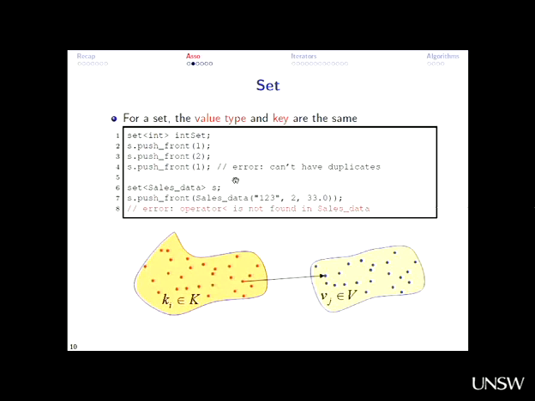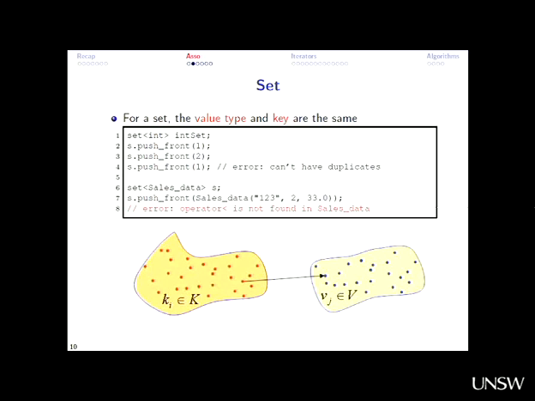On lines 6 and 7, let's create a new set. We're creating a set of something called sales data. So we've created our own custom data type called sales data, and we create a set of those things, and we go to put a sales data object into the set. But let's say the sales data object hasn't had the less than operator defined for it. Okay? We won't be able to do this because the less than operator is not defined.